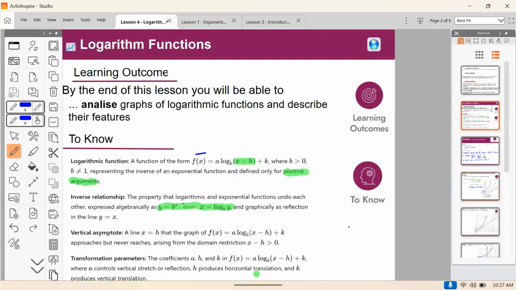The vertical asymptote of the line is the line x equals h. So when sketching, start by sketching your vertical asymptote. So the graph with its transformations is shown. And this approaches but never reaches the vertical asymptote. This is caused by that domain restriction. x minus h has to be positive. So the coefficients a, h, and k: a is our vertical dilation, h is our horizontal translation, k is our vertical translation.